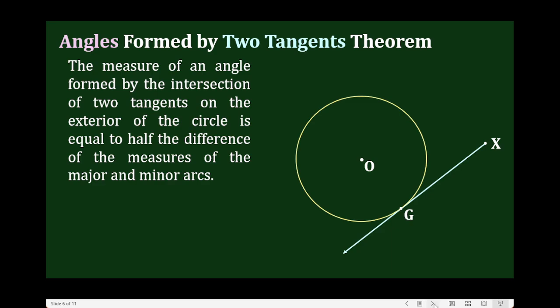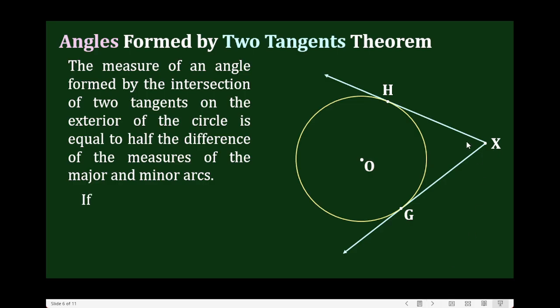And we draw another tangent line to the same circle O, going this way from point X. Yes, another tangent. And the point of tangency is at point H. So with these two tangents, there is an angle formed whose vertex is at point X. So this is angle X.